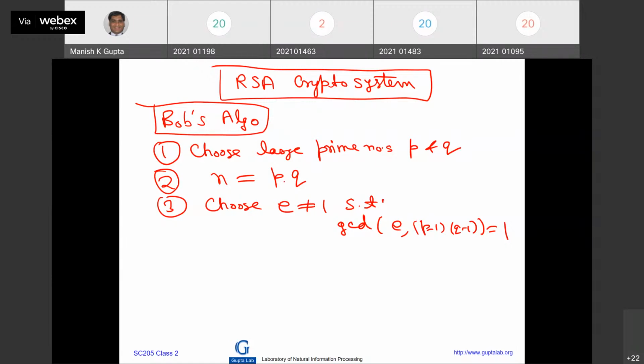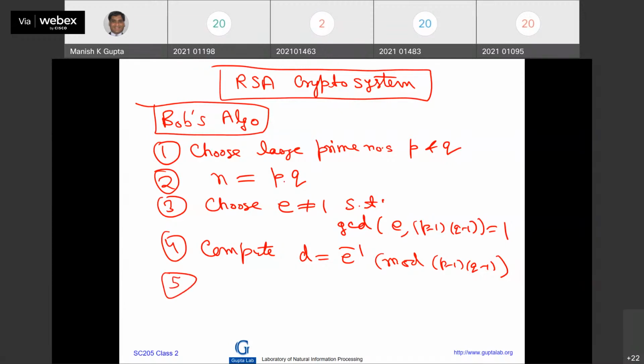And now what you do, fourth, compute D is equal to inverse of E mod P minus 1 into Q minus 1. Whether the inverse exists or not and all those things, I'm not worrying about it right now. I'm just showing you the flow. Okay. D is the inverse of E modulo this quantity. Okay. Fine.